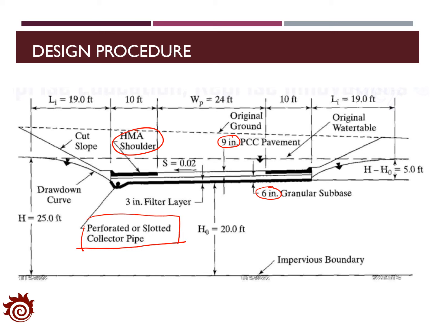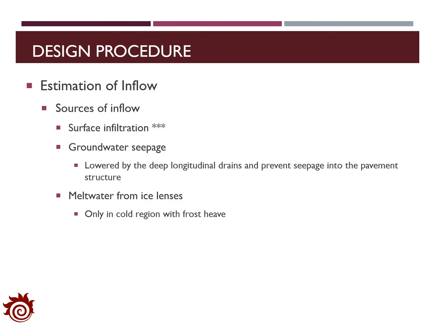Next, we're going to see how we can set up these materials for the drainage system. As we know that the purpose of the drainage system is removing the inflow of the water from the pavement structure. So in order to design an appropriate drainage system, we have to make an accurate estimation about the inflow. In general, there are three major sources of inflow: surface infiltration, groundwater seepage, and meltwater from ice lenses. The first one, surface infiltration, is the most important source of the water, and we should always put this one into the consideration for the drainage design.